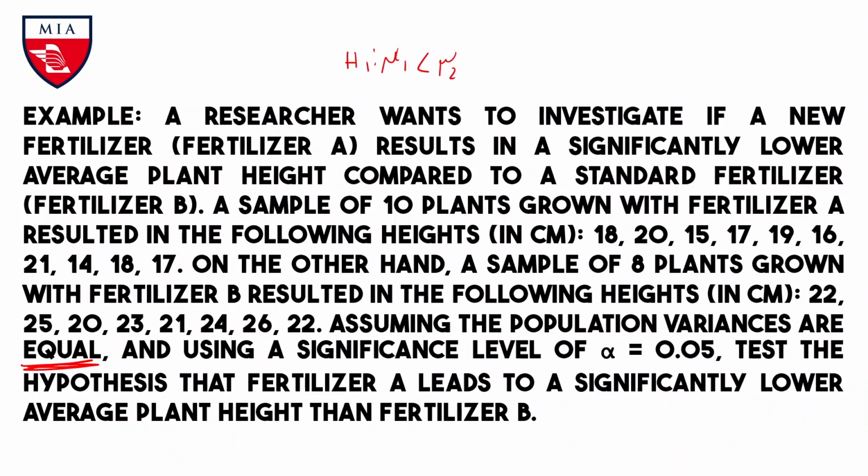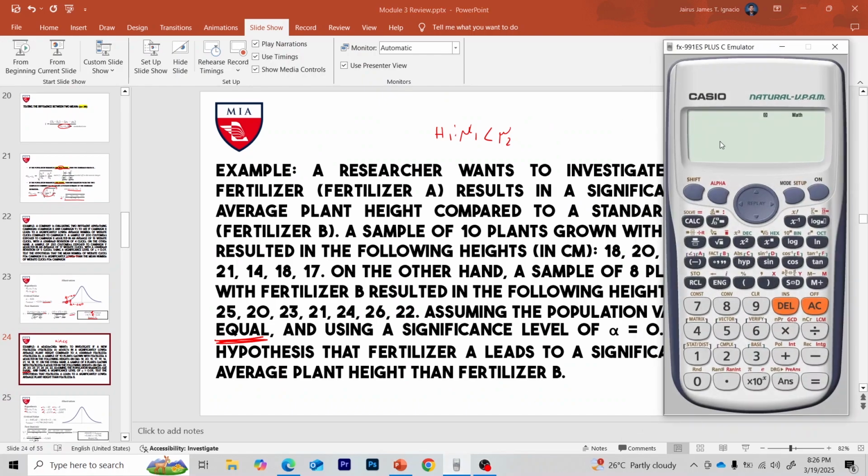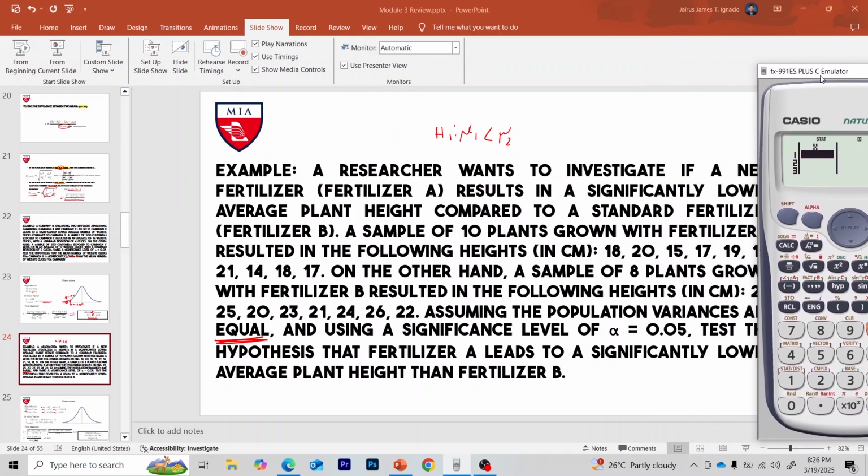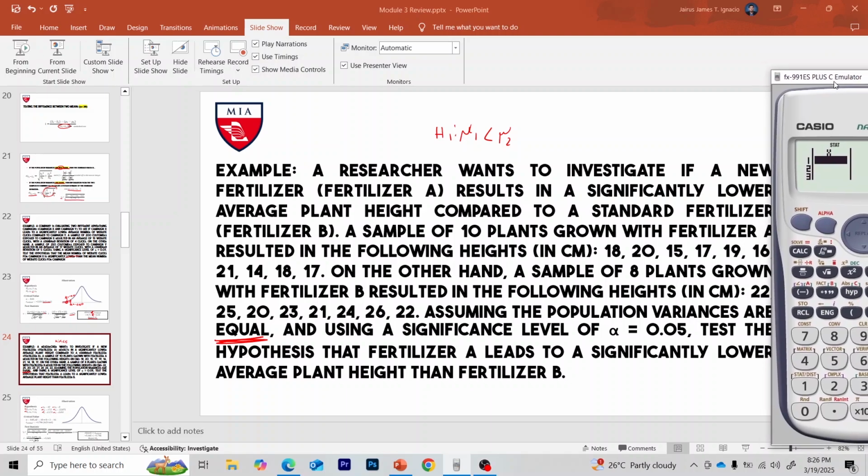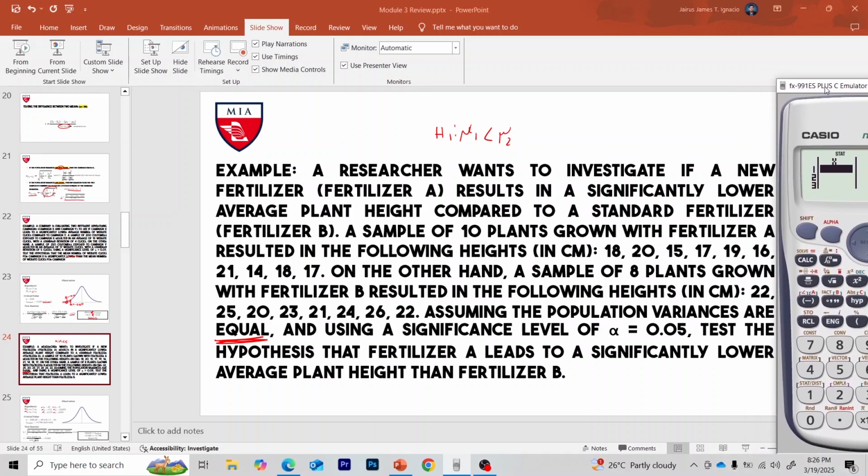Let me just open my calculator. Please watch carefully. Step number 1 again is we need to change our mode to stat. Please select number 1 or 1-var. Select number 1 and let's input all the values, first for fertilizer A. Let's input all the values here in the calculator.